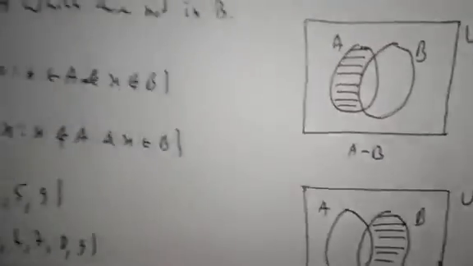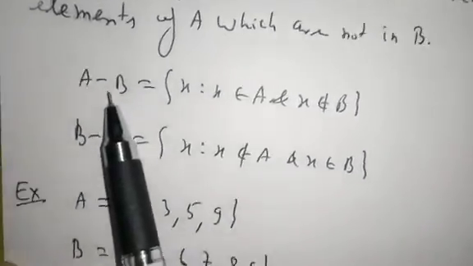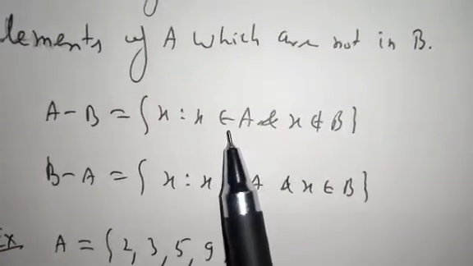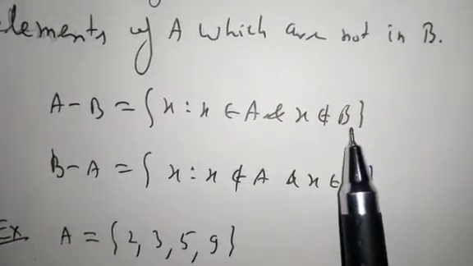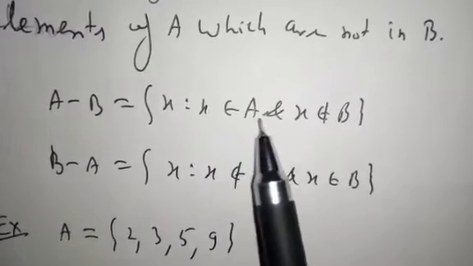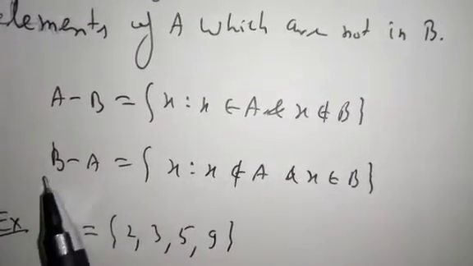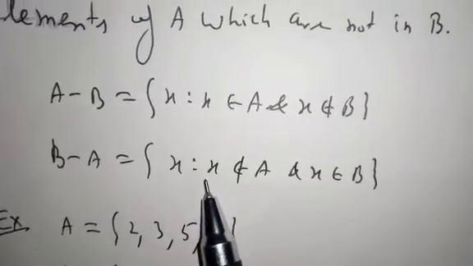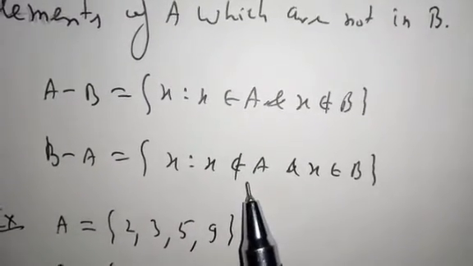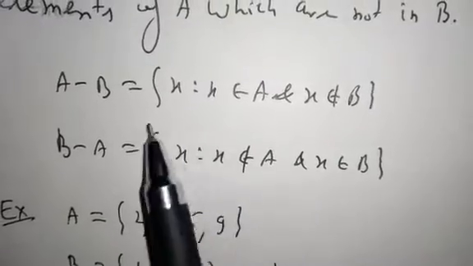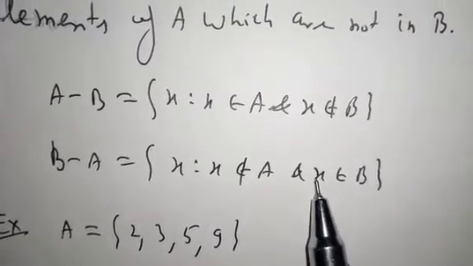A minus B we write in set builder form as x such that x belongs to A and x does not belong to B. It means we take elements which are in A but not in B. And in B minus A we take the elements which are in B and not in A. So this is the way to write it in set builder form.